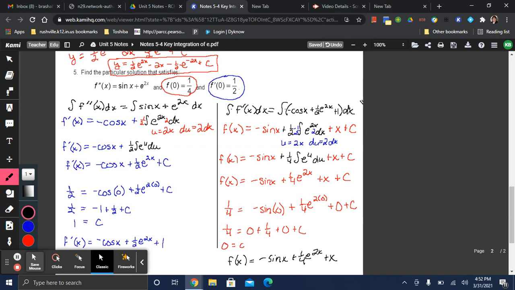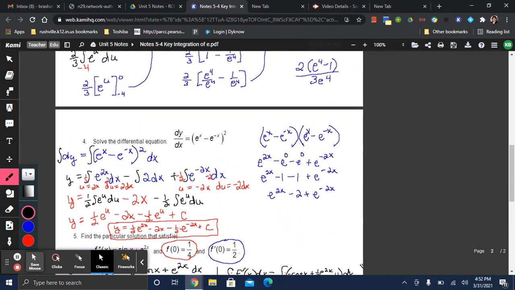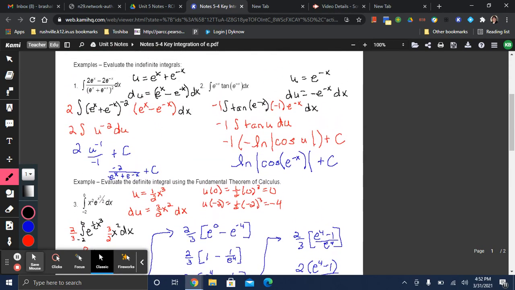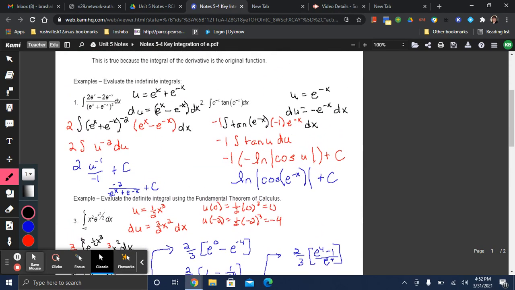So this is integration with e. You'll notice that it's very often that we have to use a u for the exponent, or in the case of what we did in the front, sometimes your u is the e itself.